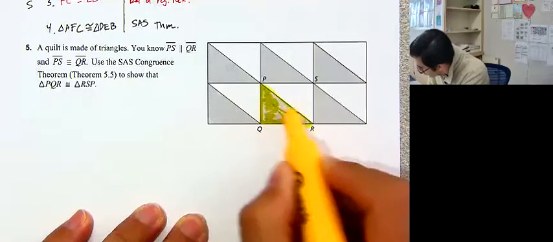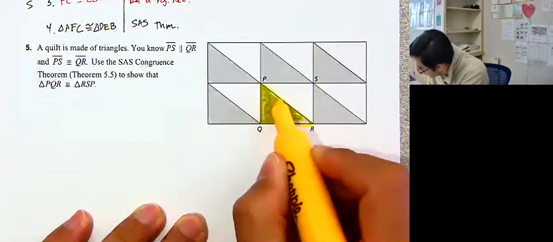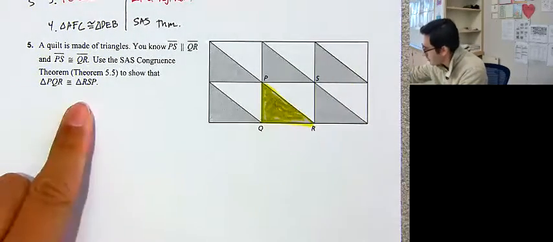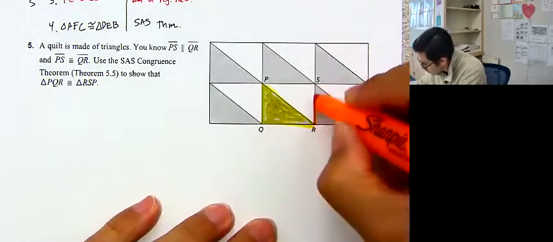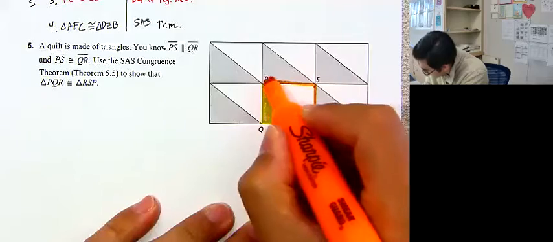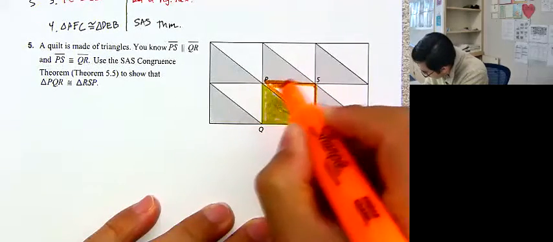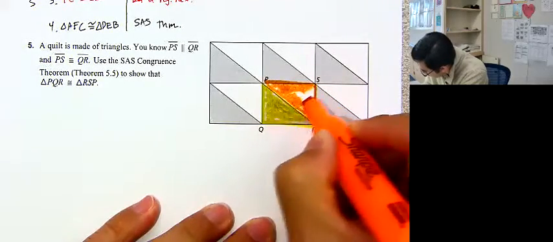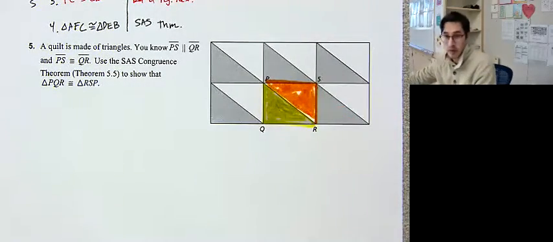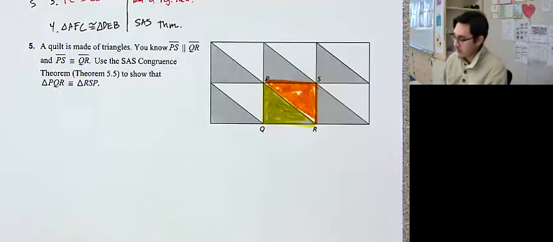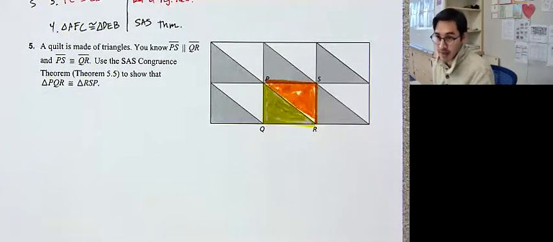All right, so PQR is this gray triangle here, which I'm actually going to color in yellow. And RSP is the triangle kind of right next to it. So our goal is to show that the yellow and the orange triangle are congruent. Okay? Same size, same shape.